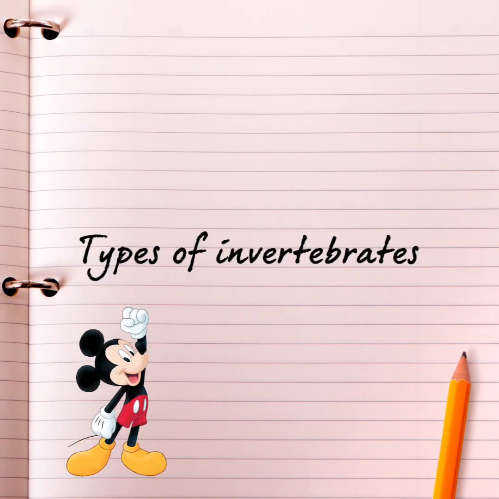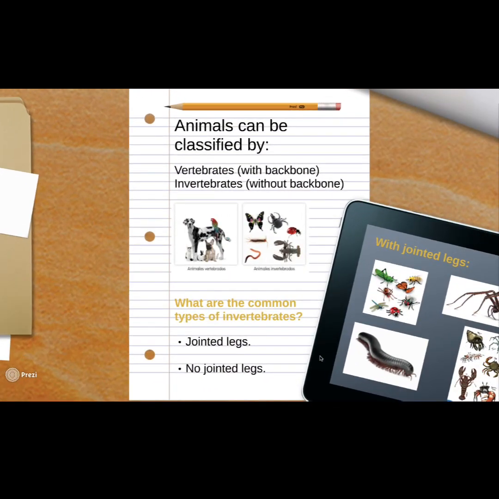Animals can be classified into vertebrates and invertebrates. Vertebrates are animals with a backbone, and invertebrates are animals without a backbone. In the pictures, you are able to see examples of them. But what are the common types of invertebrates? Most invertebrates can be grouped based on their common characteristics. Some have jointed legs and some don't have jointed legs.